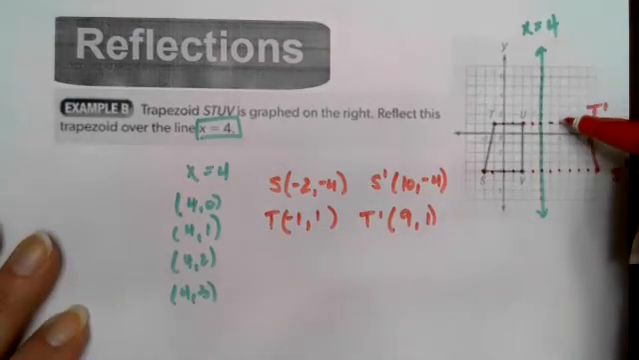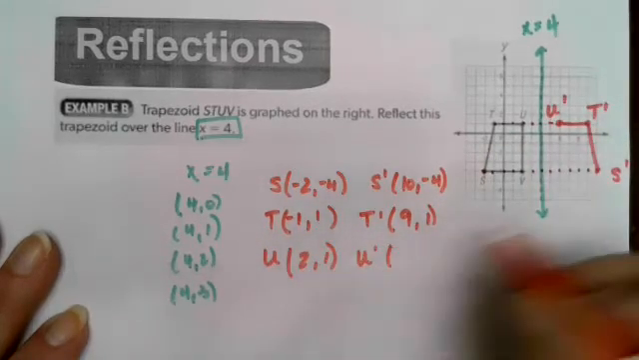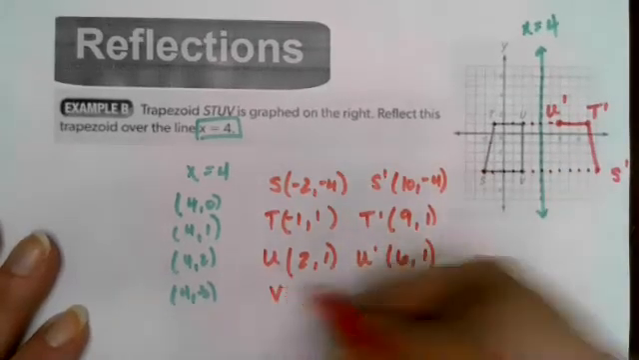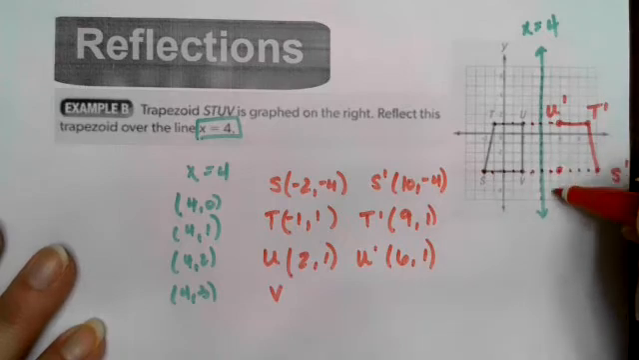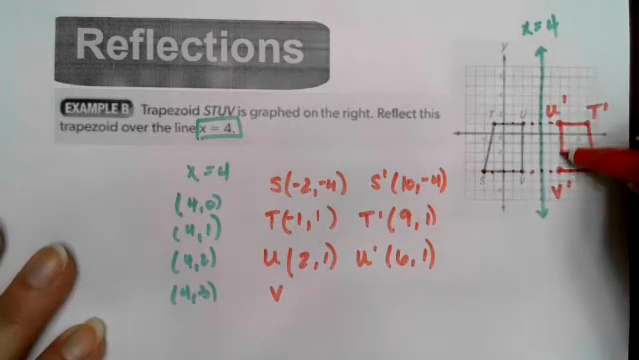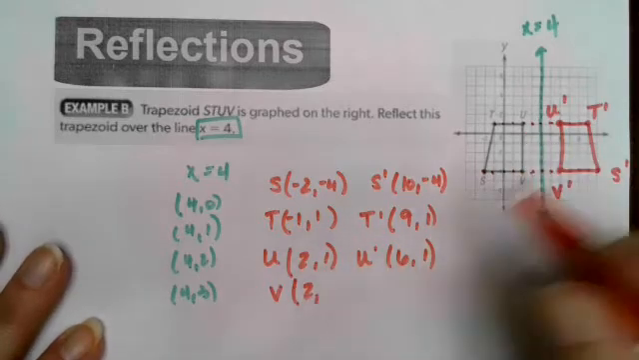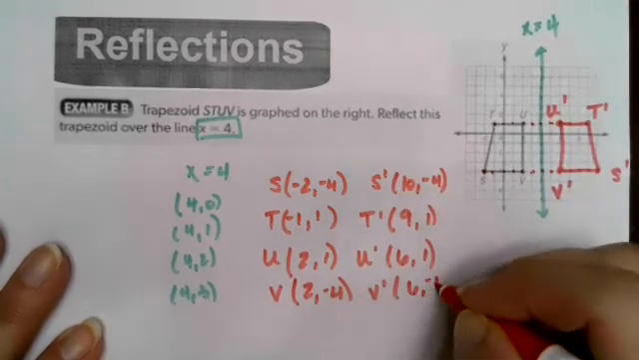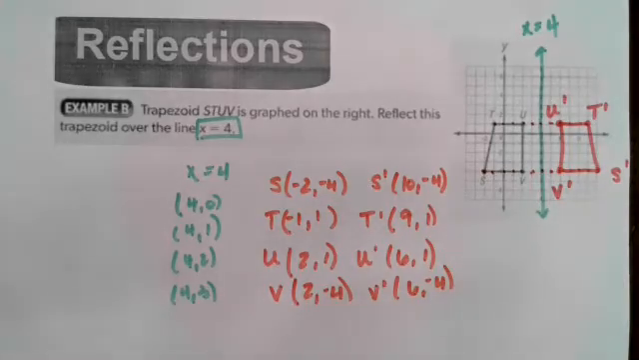U is 2 away, so I'm going to go 2 on the other side. So here's my U prime. U had the coordinate 2, 1. U prime has the coordinate 6, 1. And then V is 2 away from my line of reflection, so 2 on the other side is my V prime. So V is 2, -4. And my V prime is 6, -4. I didn't need the points, but I like to show the points. So my line of reflection.